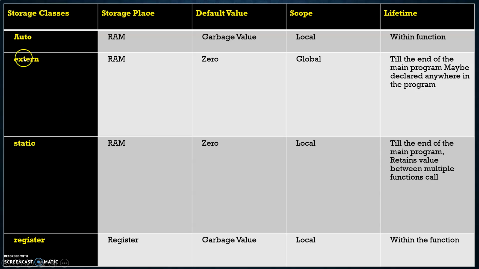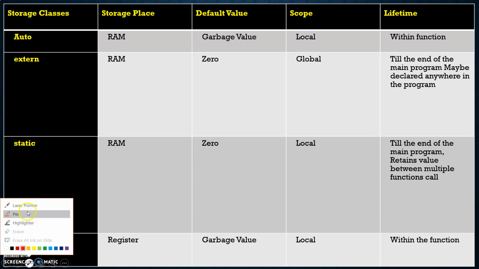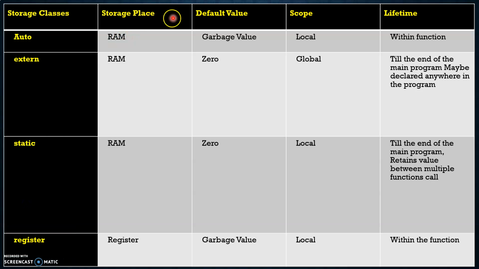I have made a chart here. There is the storage class, and I have made four different columns. One is the storage place, the second is the default value, the third is the scope, that means whether it can be used for a local variable or a global variable, and the fourth is the lifetime, that is how long it will stay and where it will stay.